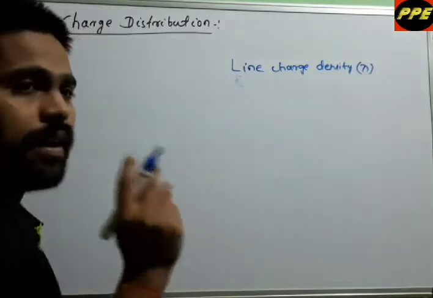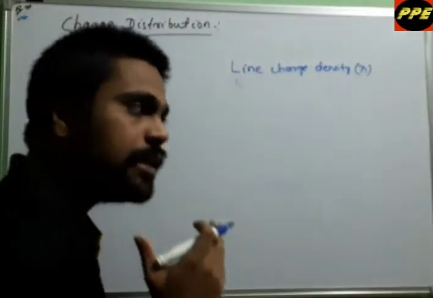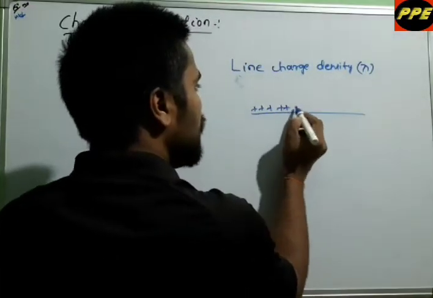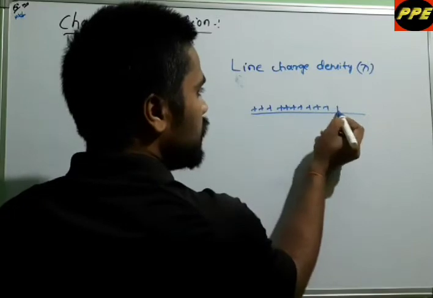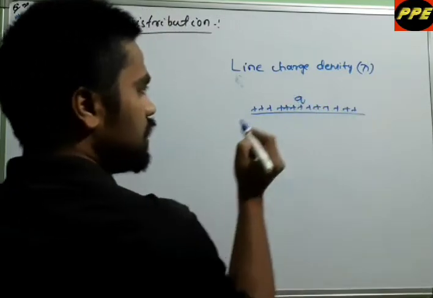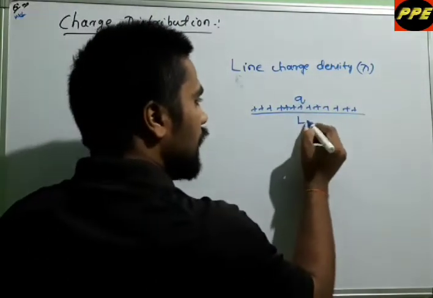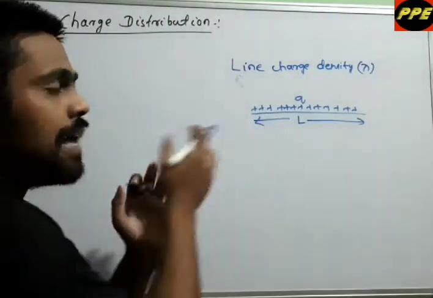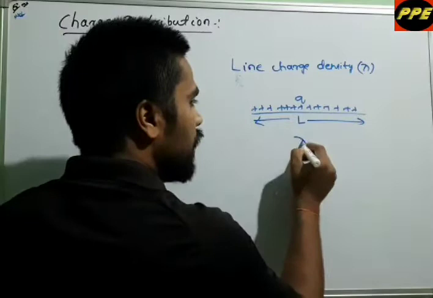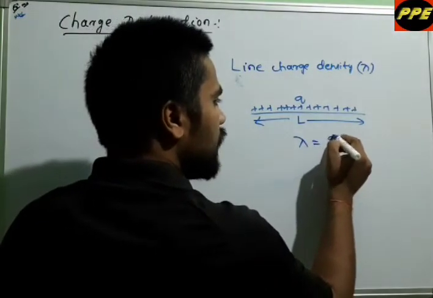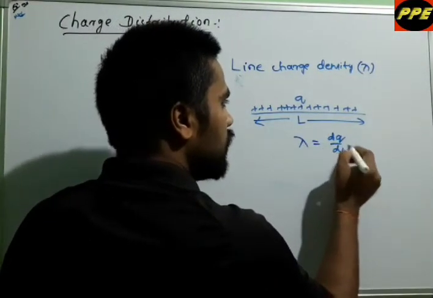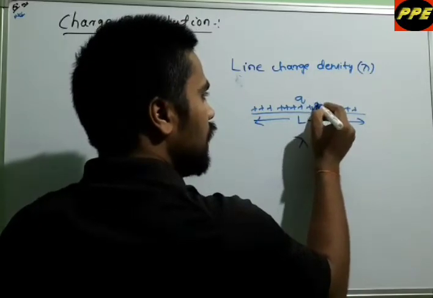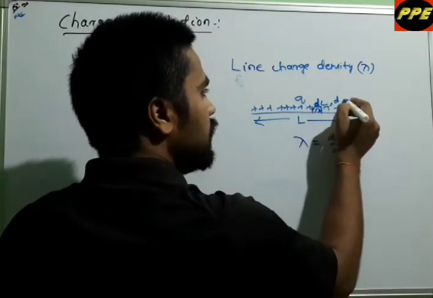If the charges are distributed in a single line, say q charges are distributed along a line of length l, then we can say that is line charge density. That means lambda is equal to dq divided by dl, because I am taking a small element dl, where the charge is dq.